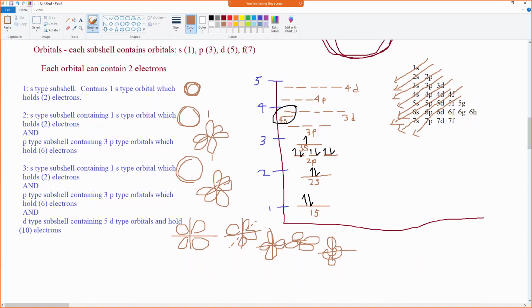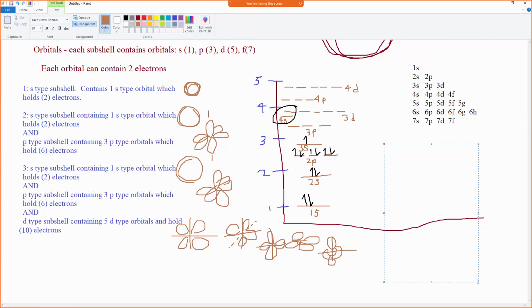I'm going to use this as my little cheat sheet here, except I'm going to take away these arrows because I can't see what's going on. Okay. So here we go. We've got fluorine, chlorine, and bromine. And fluorine's got 9. And chlorine's got 17. And bromine's got 35. Okay.